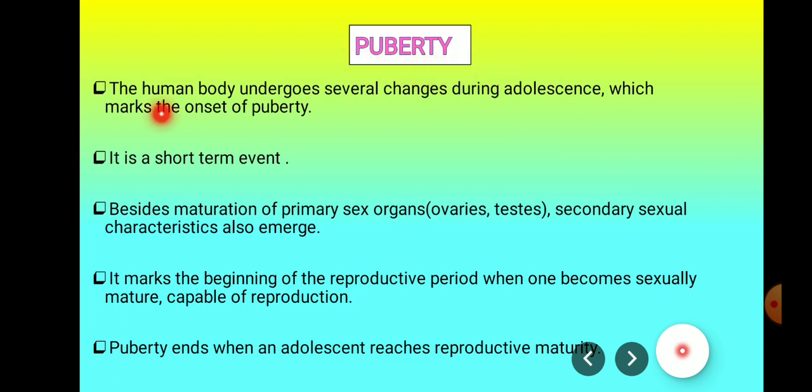Puberty. The human body undergoes several changes during adolescence, which marks the onset of puberty. It is a short term event. Besides maturation of primary sex organs like ovaries and testes, secondary sexual characteristics also emerge. It marks the beginning of the reproductive period when one becomes sexually mature, capable of reproduction. Puberty ends when an adolescent reaches reproductive maturity.